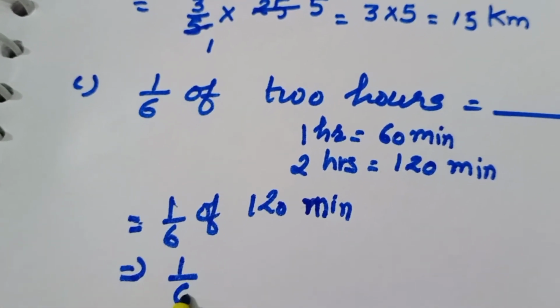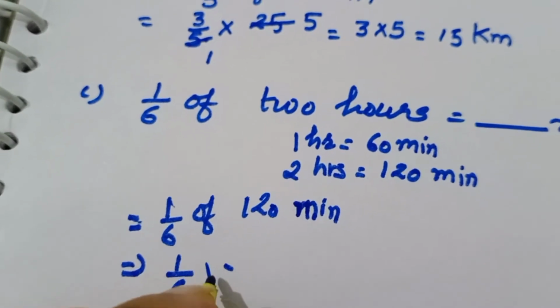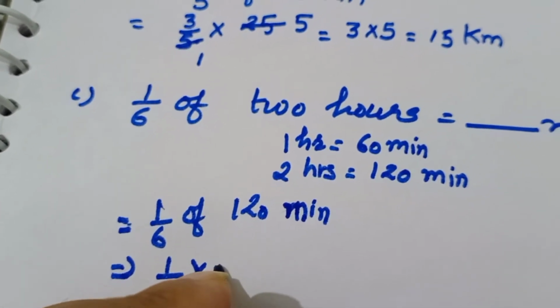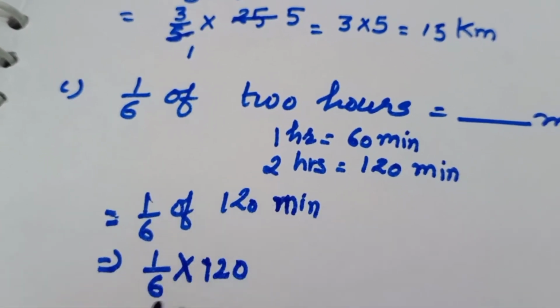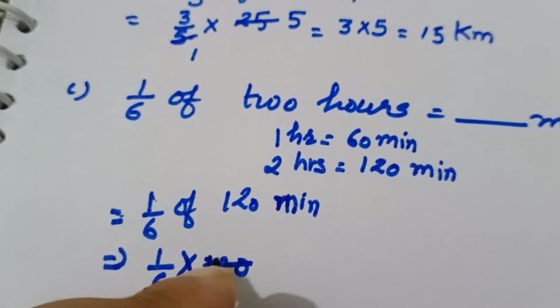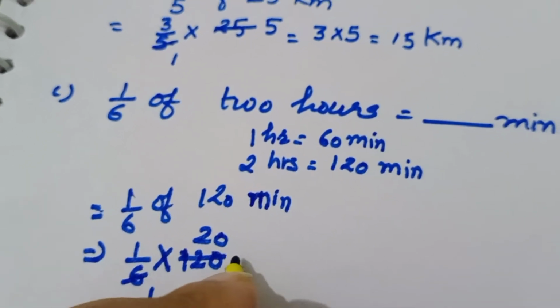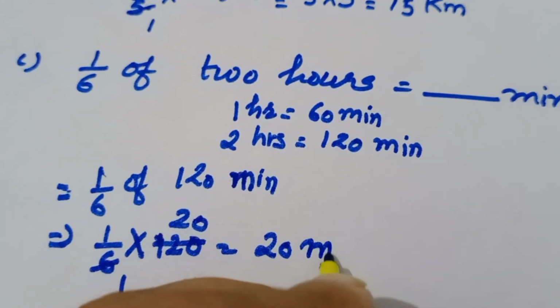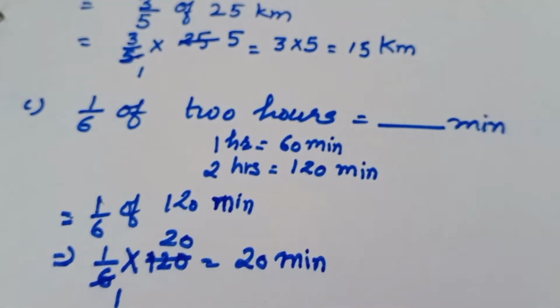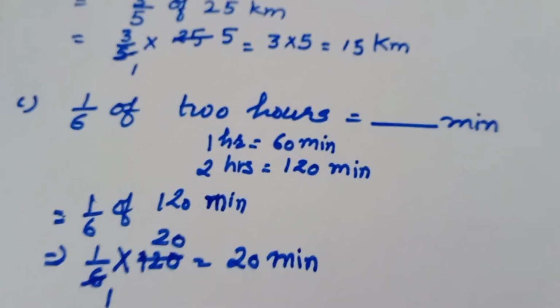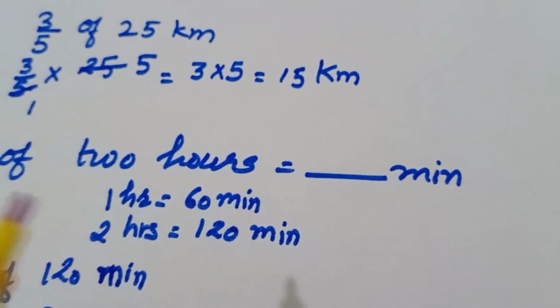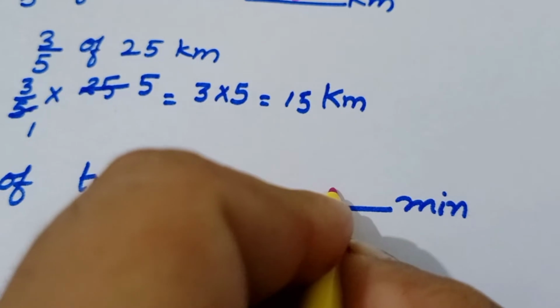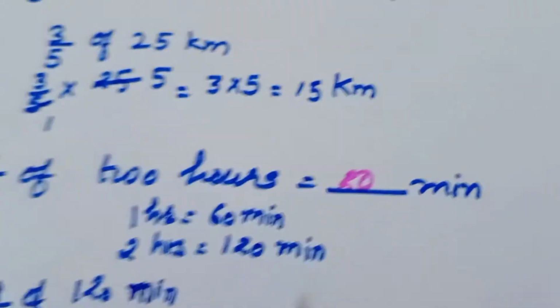One by 6 into 120. 6 times 1, 6 times 2 and 0. So here the answer is 20 minutes. So 1 by 6 of 2 hours is equal to 20 minutes.